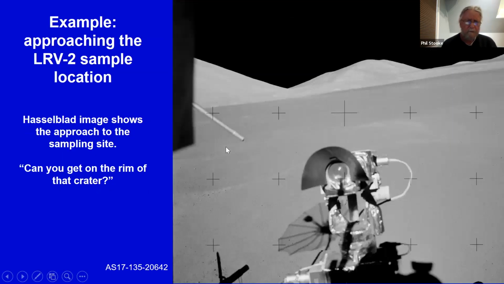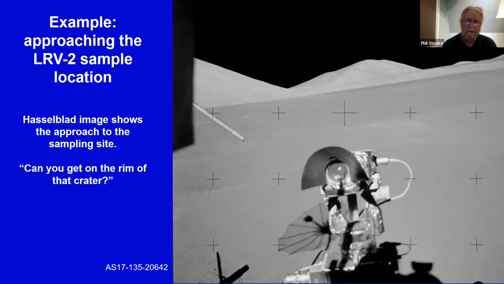Here we go. This is a picture taken during the approach to the LRV2 sampling location. It's on the light mantle, and Jack is just saying to Gene, can you get on the rim of that crater? And sure enough, just beyond that thing in the foreground, which is the camera on the front of the rover, you can faintly see some craters. He wants to get onto the rim and then scoop up the rover sample. But that is a very low contrast image, largely because it's looking down sun.